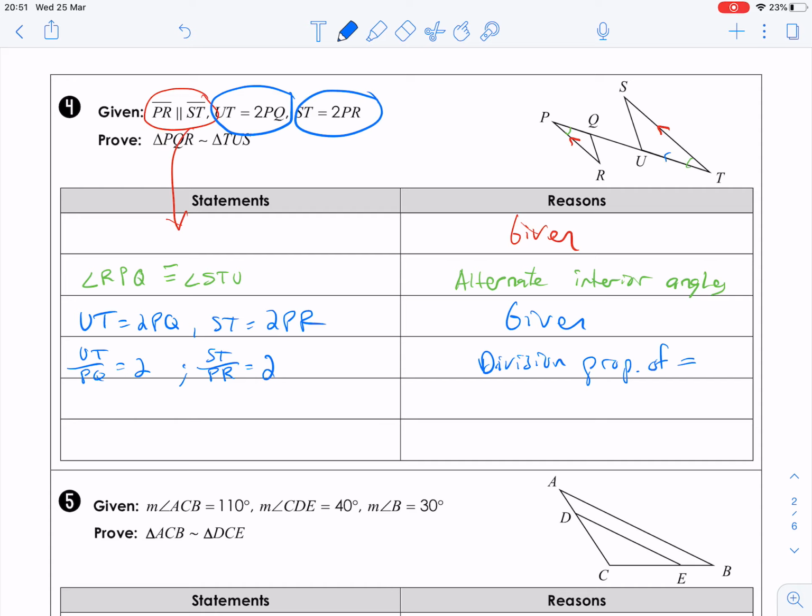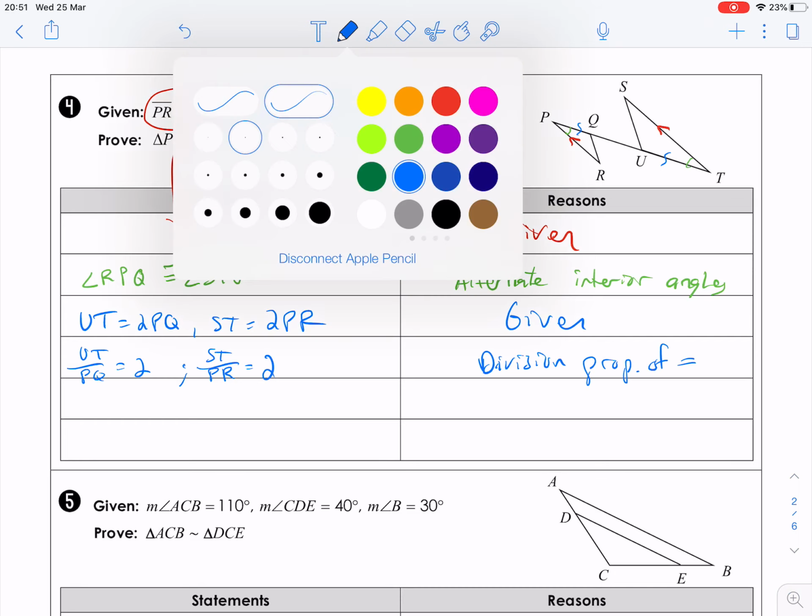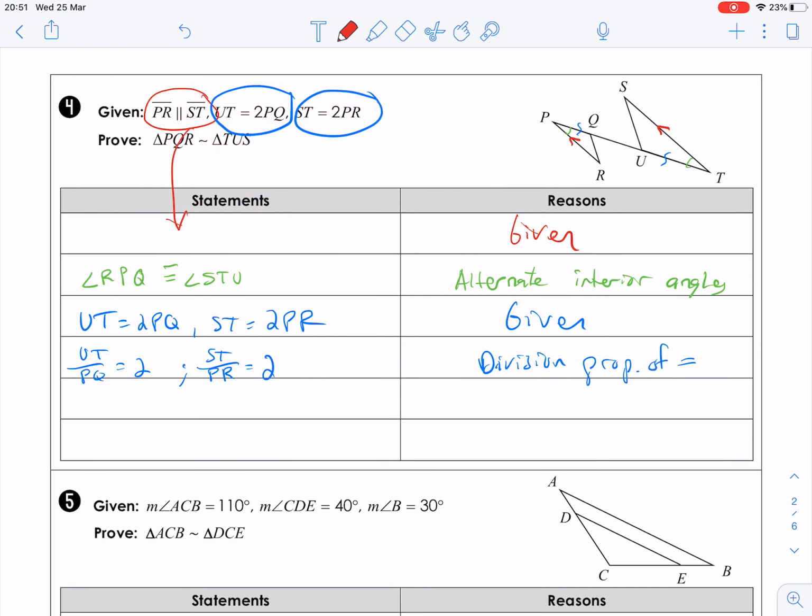UT is similar to PQ, just as ST is similar to PR. So again, we have an SAS here. But first we've got to show they are the same. So it kind of is given, but we've got to put it. PQ is equal to ST over PR.